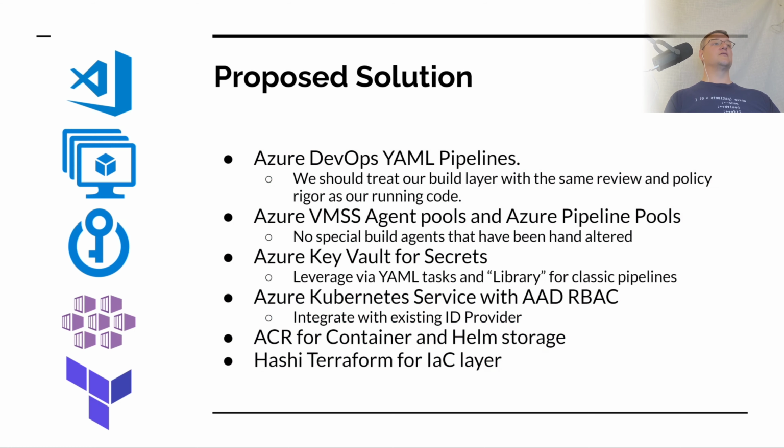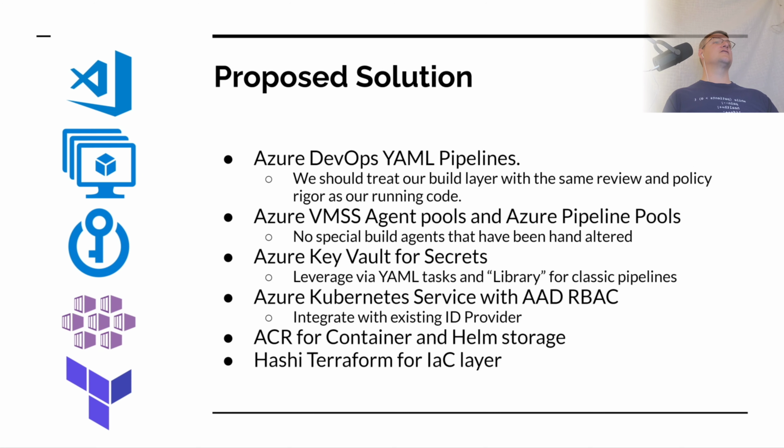So the proposed solution that we march forward with here is an Azure DevOps YAML pipeline. By using YAML pipelines, where the build pipeline is defined as code, we treat our build layer with the same review and policy rigor as our running code. So if we decide that we need multiple reviewers and it can't be self-approved and we tie to a work item on our code, well, we should have the same kind of quality requirements on our pipelines.